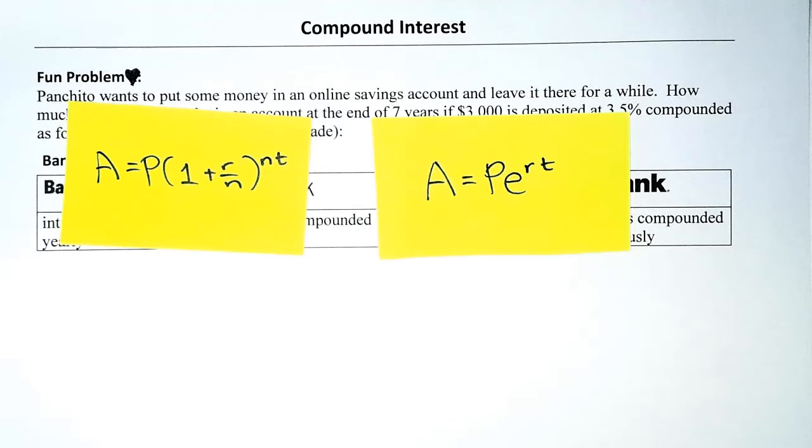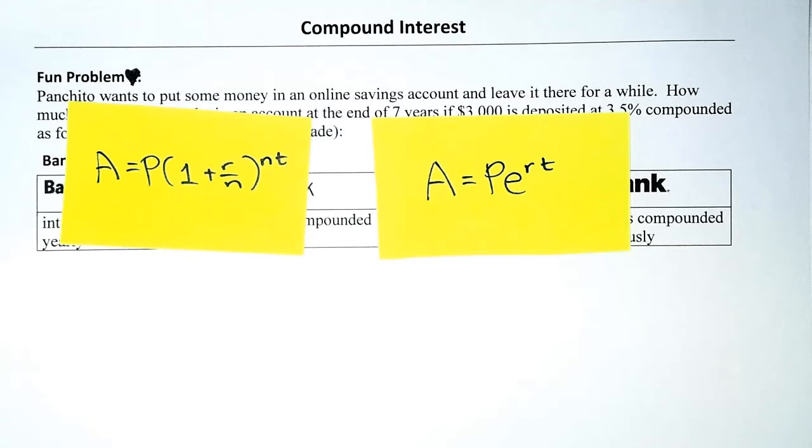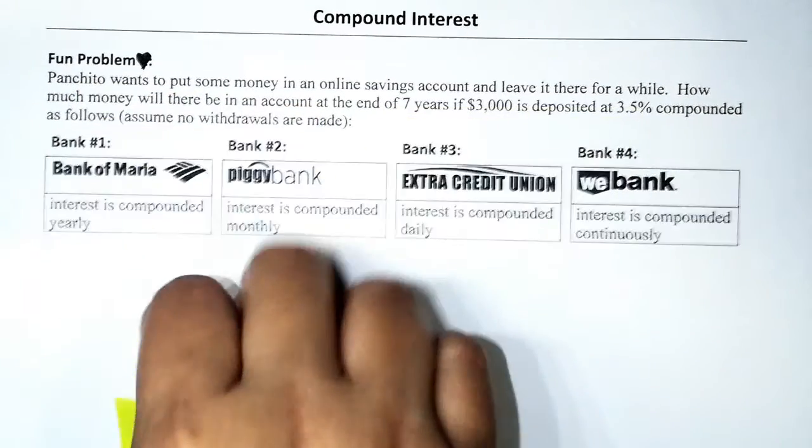Well, that depends, okay? If you have a finite or a fixed number of compoundings, then you're going to use this longer one, okay? But if the problem says that the interest is compounded continuously, then you're going to use this short one, A equals P times E raised to the RT power. Okay, so that was a good review. Let's go ahead and knock out this fun problem.